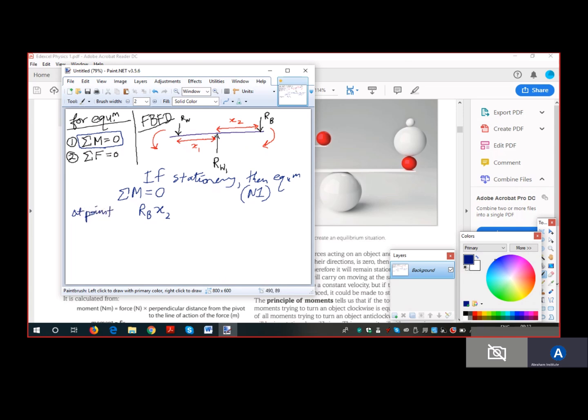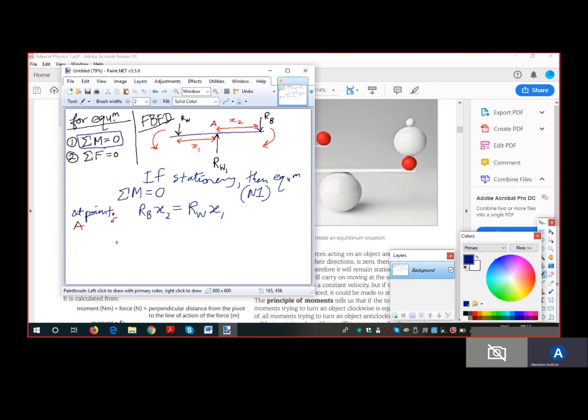We can even label this with a letter. I will use a letter at point O, let's say, or at point A. So point A is this point. At point A, RB times x2 is equal to RW times x1. The clockwise moment is equal to the anti-clockwise moment. So this is one equation we get.